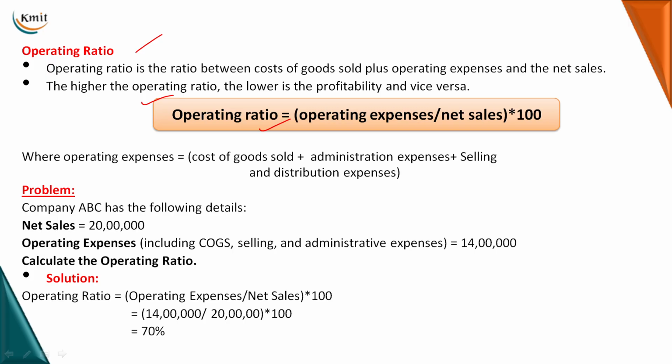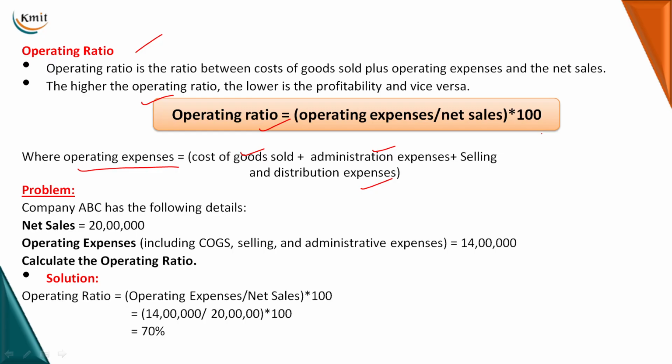That is nothing but operating expenses divided by net sales into 100, where operating expenses will be ascertained by considering these items, that is cost of the goods sold, administrative expenses, selling and distribution expenses.